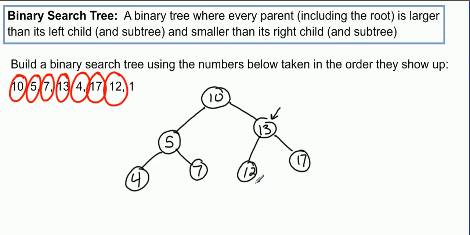Okay. And now we've got one last number to consider, the number 1. Go back to the top. 1 is less than 10, so we're going to move down here. It's also less than 5, so we're going to move down here, and it's also less than 4, and there's nothing down there that's less than 4, so we're going to put the number 1 over here.